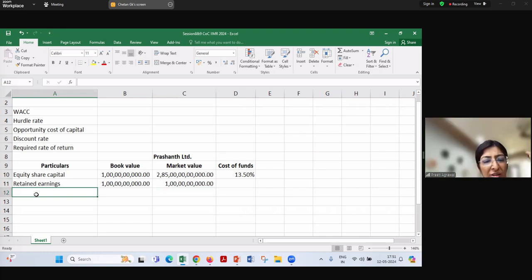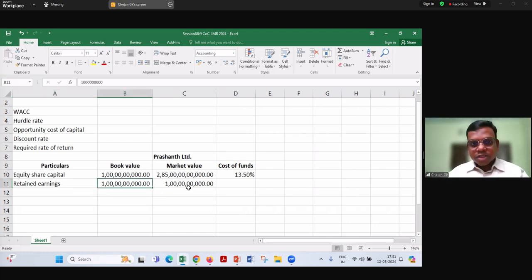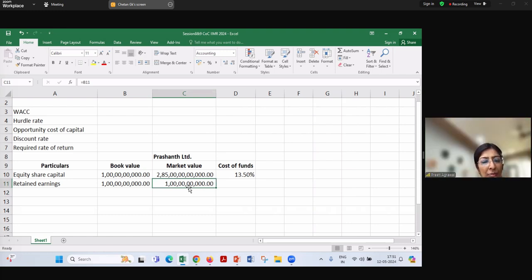Okay. So it is not clear, the retained earnings. If you have understood retained earnings, then you must have understood this part. So tell me, what is retained earnings now? No, that is what I am not clear about.